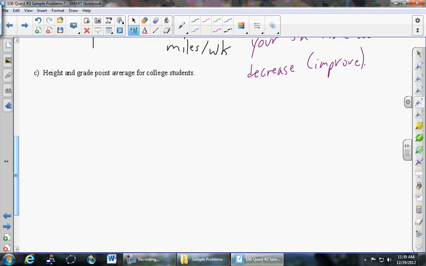Part C, height and grade point average for college students. So over here we'll put height, and over here we'll put GPA. So if you have somebody who's very short, has small height, what can you say about their GPA? Well, presumably nothing. You could have somebody who is short with a bad GPA, a low GPA, and somebody who's the same height but has a really good GPA.